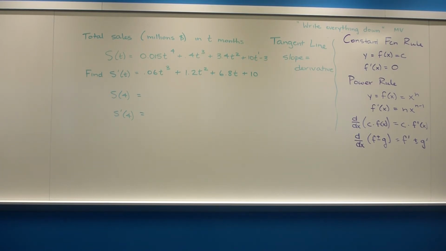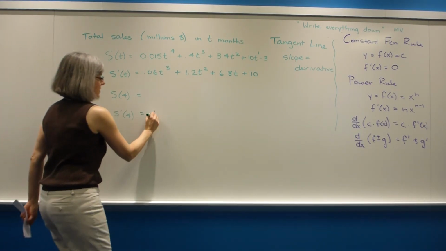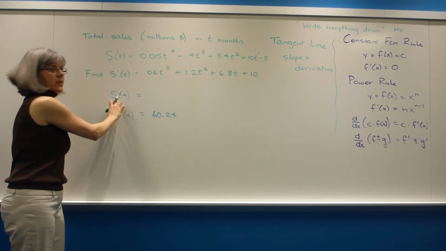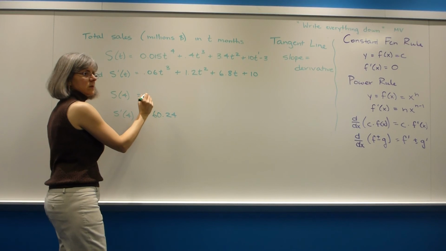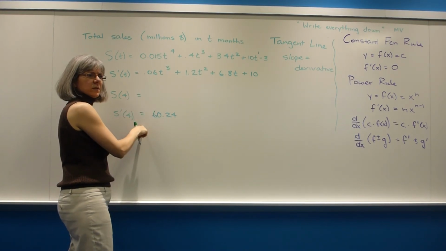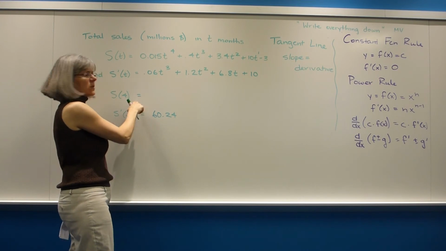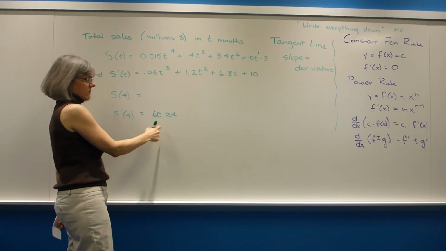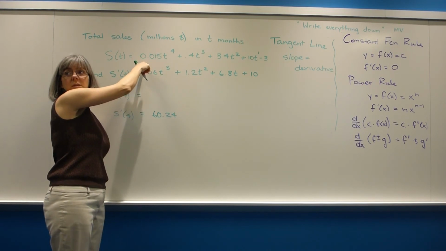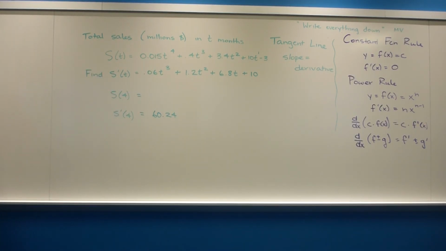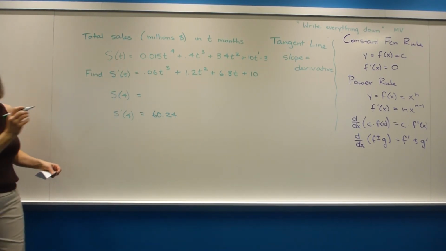So did anybody get an answer? You got 60.24? Anyone get that? All right. So 60.24 for S prime of 4. Anybody do S of 4? Did anyone do the top one? Yes, what'd you get? I got 120.84.